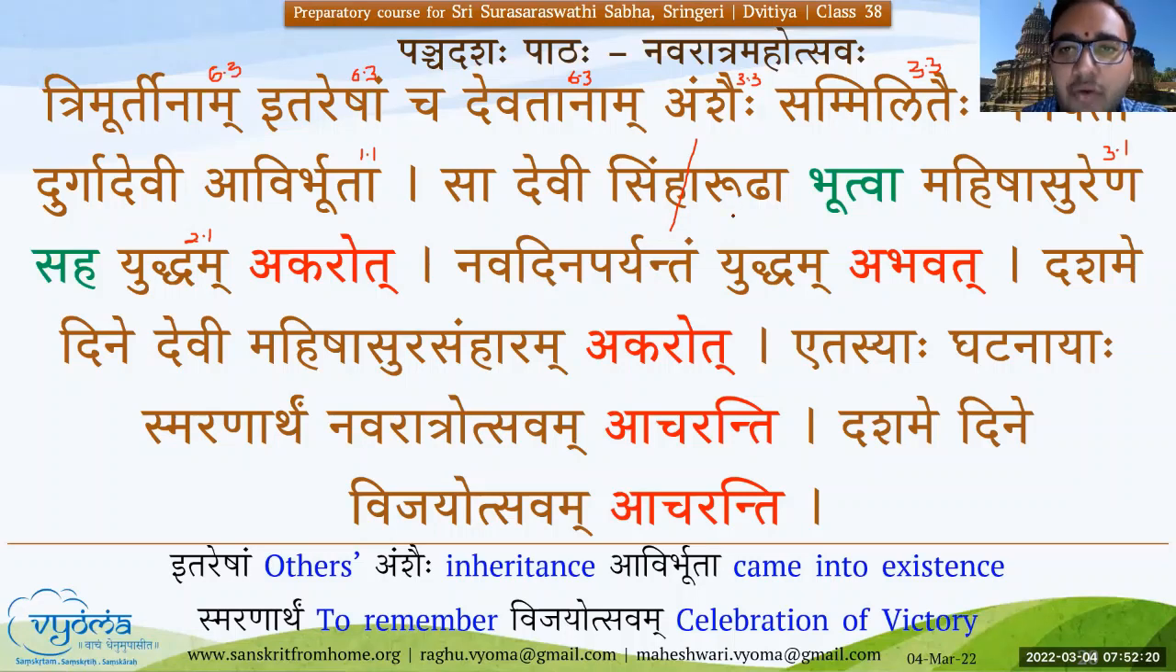So Simharudha bhutva yuddham akarot. Yuddham is Dvitiya Vibhakti Ekavachanam. Sa Devi Mahishasurena saha yuddham akarot. Katham yuddham akarot? Simharudha bhutva yuddham akarot. Okay, so these will be the answers that we can get.